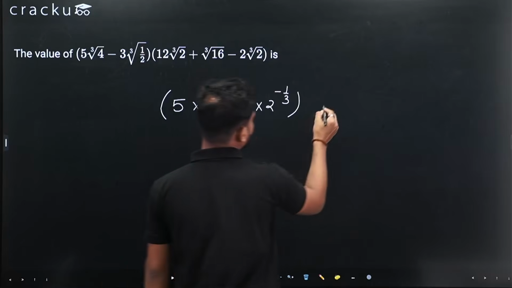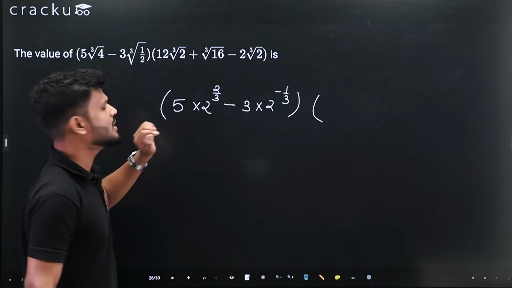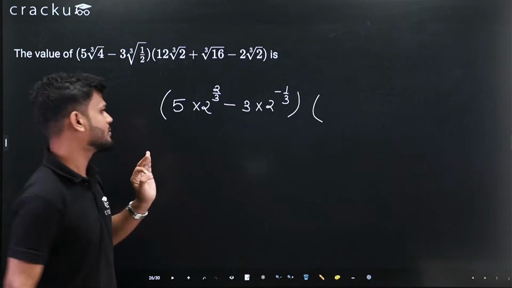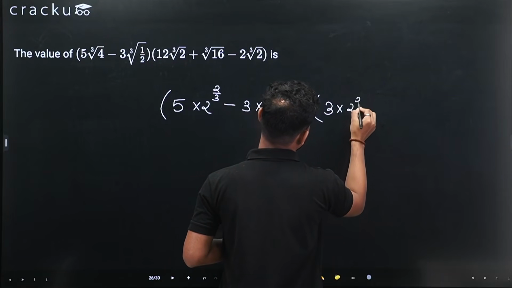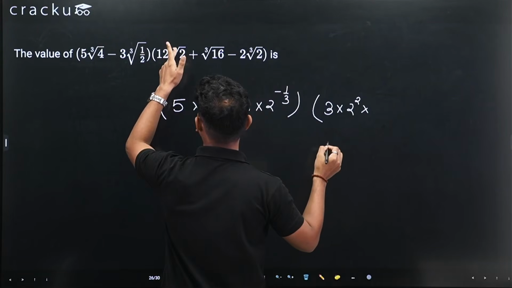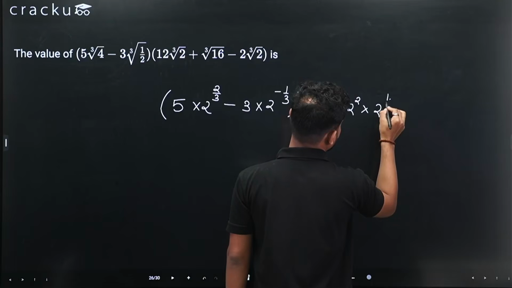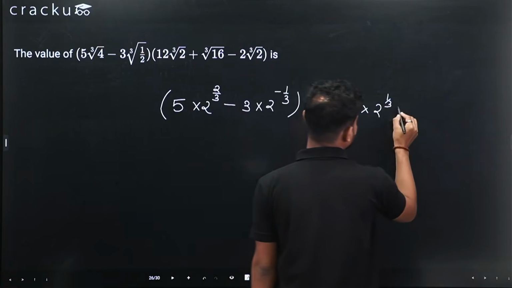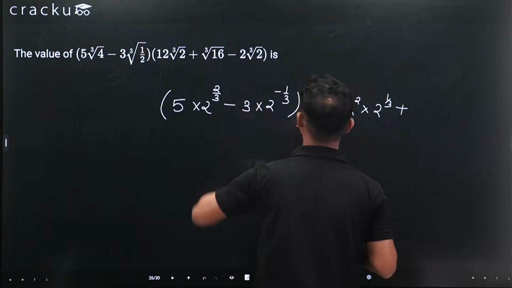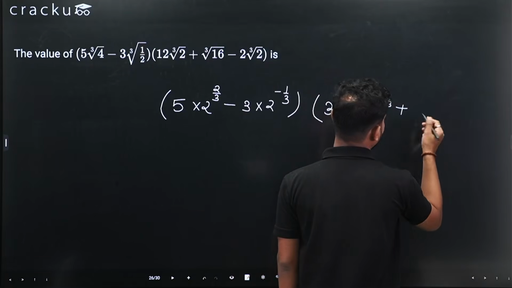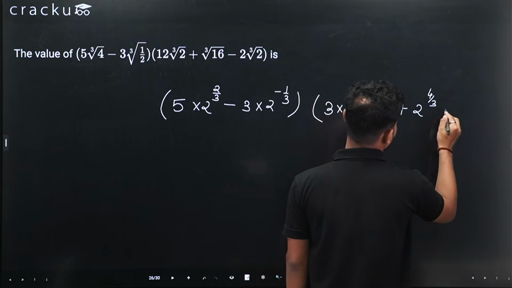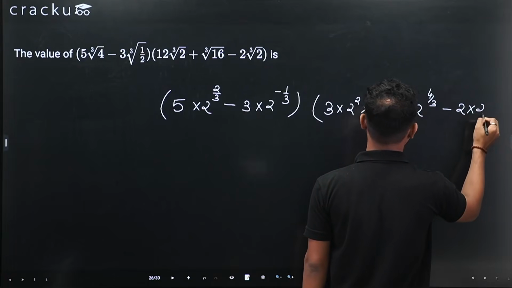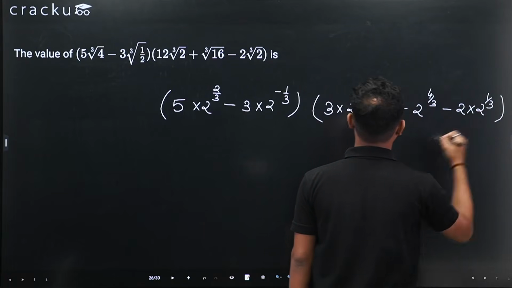Correct? Here, what is 12? 12 is 3 into 4. So this is 3 into 4, which is 2 square into 2 raised to 1 by 3. Plus the cube root of 16, and 16 is 2 raised to 4. So 2 raised to 4 by 3, minus 2 into 2 raised to 1 by 3.